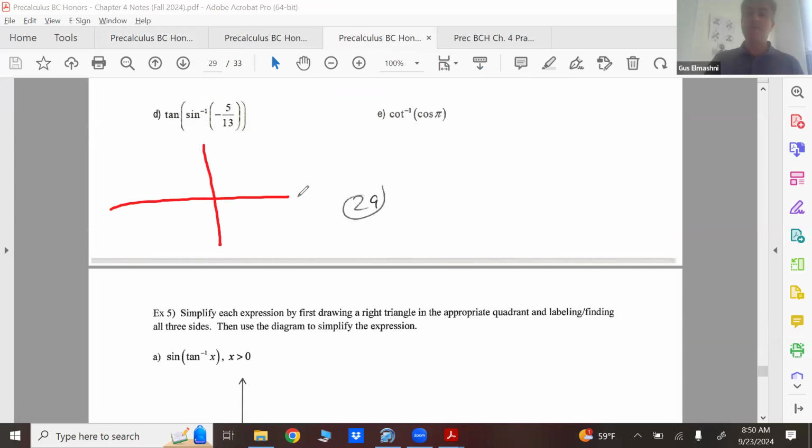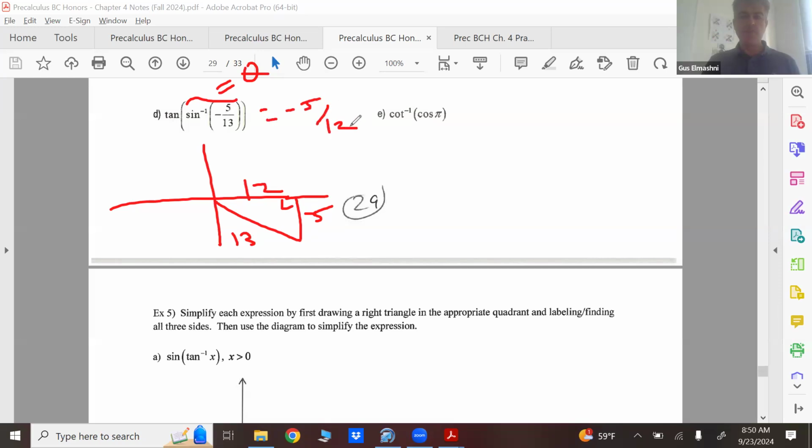Okay, what quadrant am I in for this one here for part D? Remember, you're dealing with inverse sine. Which one is that going to be? Q4, very good. -5, 13. Always make the hypotenuse positive. That's 12. Tangent's easy. -5/12. Super easy, right? Not that hard.